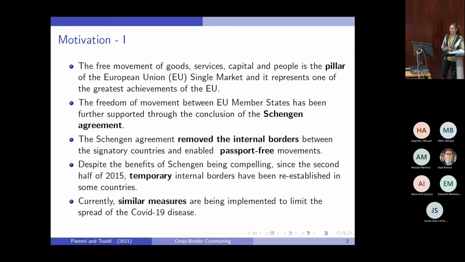So despite the benefits of Schengen being compelling, since the second half of 2015, due to the massive pressure of the refugee crisis and many other problems related to migrants, some temporary internal borders have been established in some countries. One of them is, for example, between Italy and France, and also some other countries. And of course, currently, similar measures have been implemented to limit the spread of COVID-19.